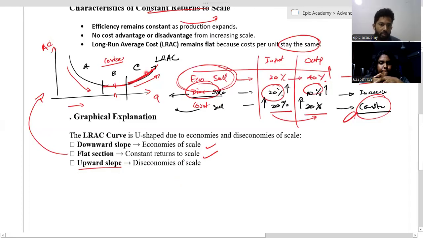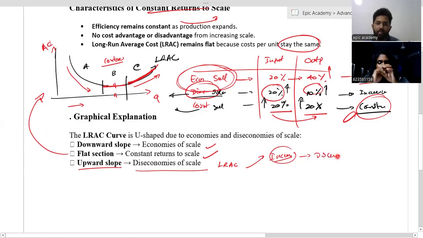Upward slope, this one, diseconomies of scale. That means the long run average cost is going to increase. Increase means you are getting diseconomies of scale. That's the situation. Okay, it's very easy to identify what happened in the long run time period.